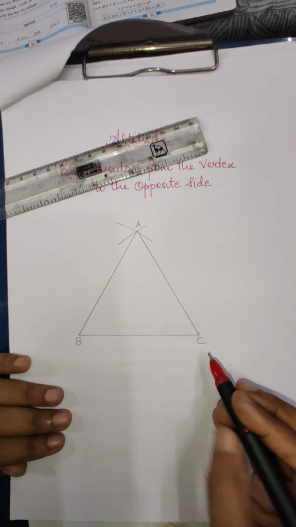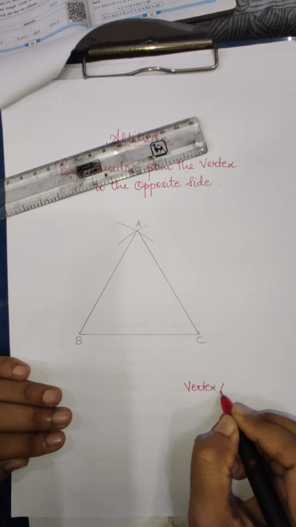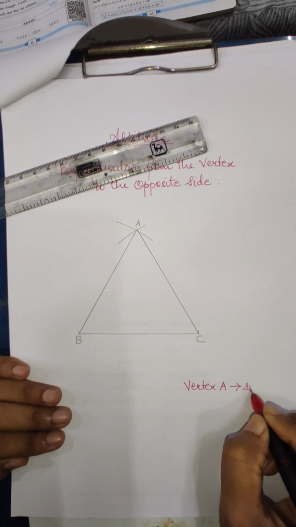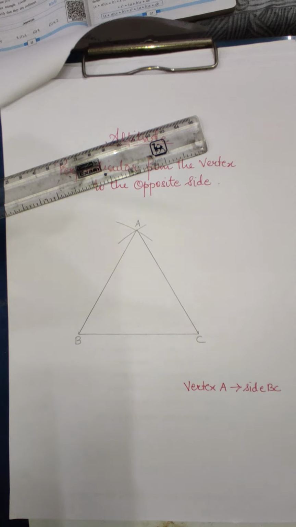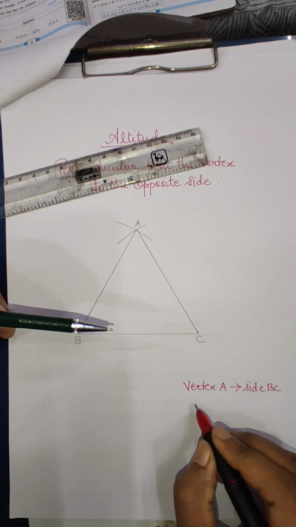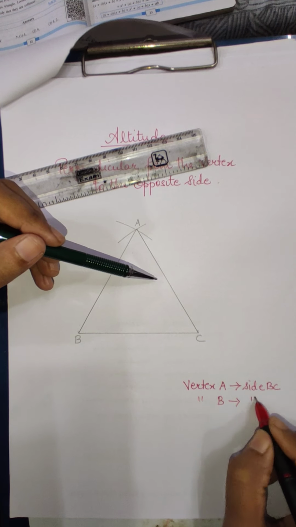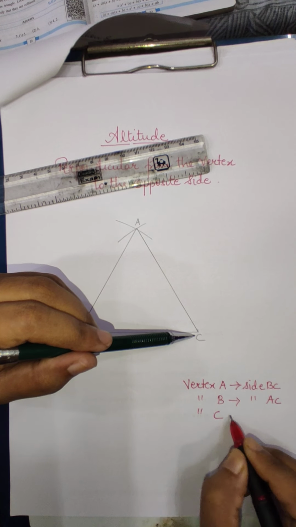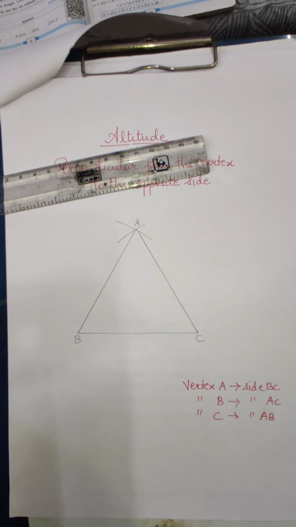Now we know that for a triangle, if I take vertex A, the opposite side is side BC. If this is the vertex, the opposite side is BC. If I take vertex B, the opposite side is side AC. If I take vertex C, the opposite side is AB. According to this, I have to draw the perpendiculars.